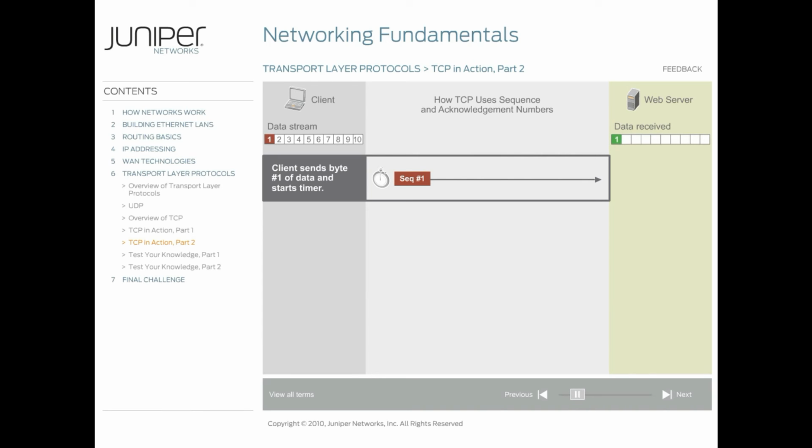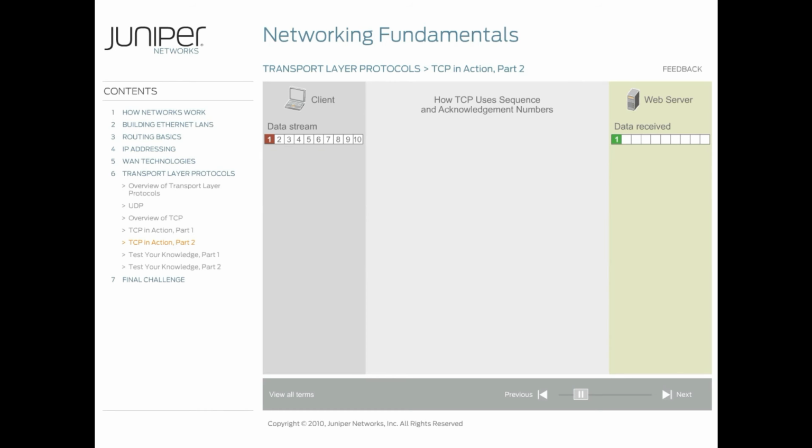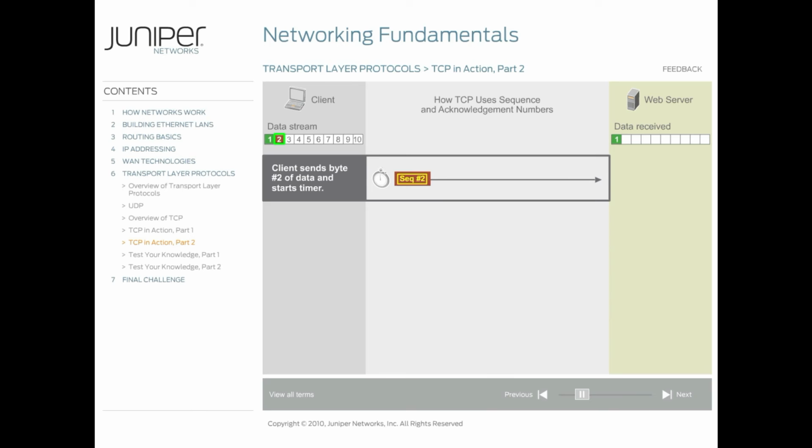When the server receives the data, it uses the sequence numbers to reconstruct an exact copy of the data stream being sent. The server then positively acknowledges the receipt by sending a TCP segment back, setting the acknowledgement number to the next sequence number or byte of data it expects to receive. So in this case, the receiver sets the acknowledgement number to 2, which is the next byte of data it expects to receive. When the client receives the acknowledgement, it notes that the first byte was received and moves on to the next byte. It sets the sequence number to 2, sends the data, and restarts the timer.